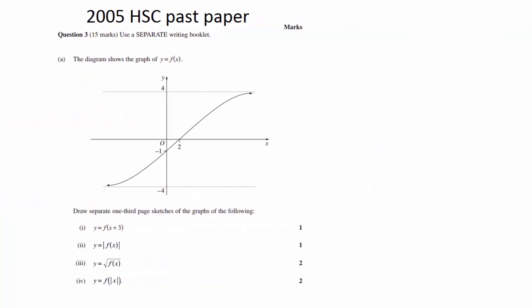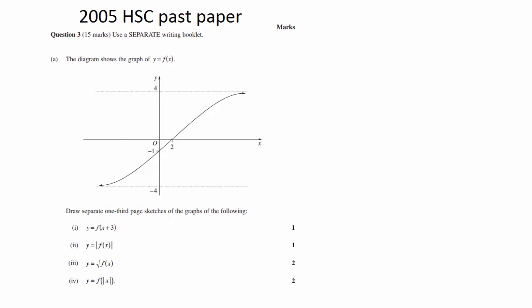Okay, so let us move on to an example that I found in the 2005 HSC past paper, and we are going to attempt the question relating to the absolutes, which is this equation and this equation. You are given y equals f(x) as this graph, and you're asked to draw on a separate page the following. So let's begin by drawing the absolute of the function of x. How would you go about doing that?